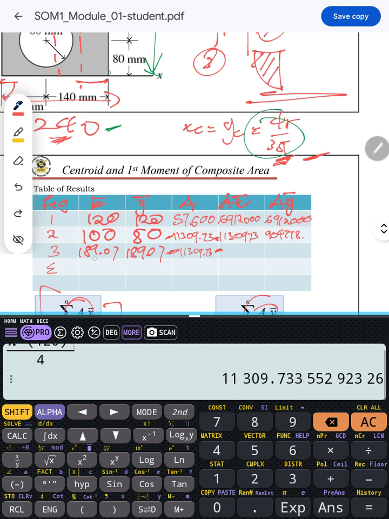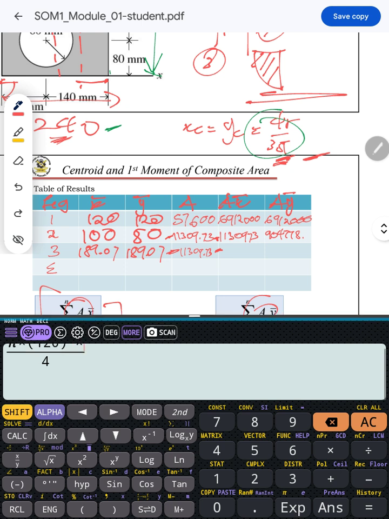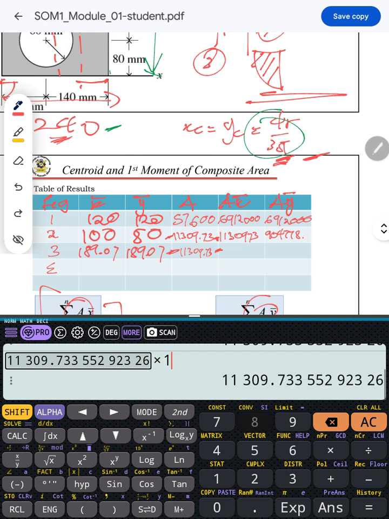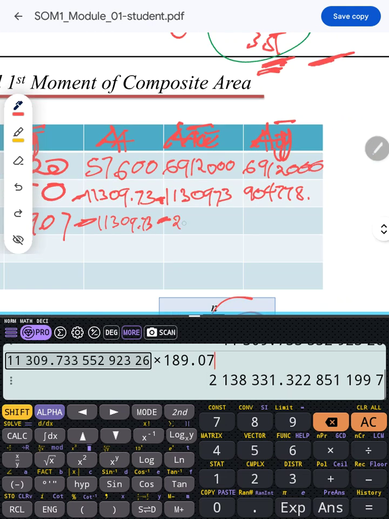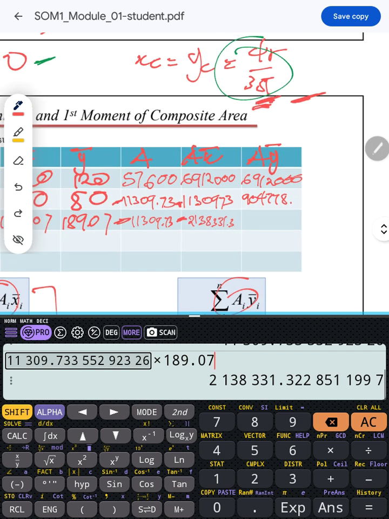So A times x, right? So this answer that we are having times, what's the x that we are having? This is what we had. Times what? X, 189.07. That we get to 2138, blah blah blah. So let's write it down. 2138331.3, right?